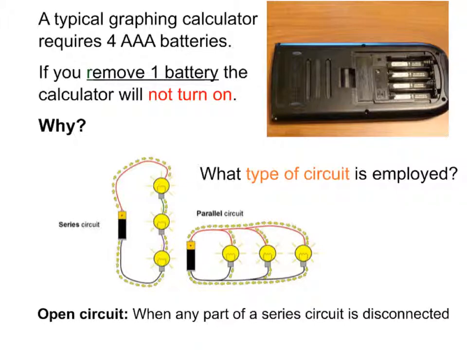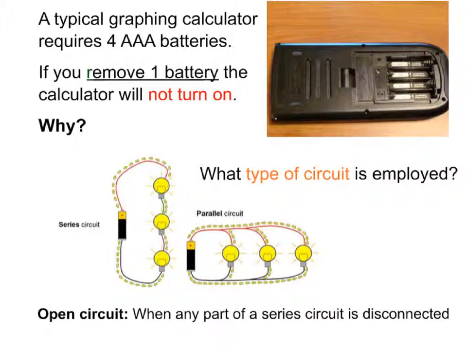A typical graphing calculator requires 4 AAA batteries, most of them. If you take one of those batteries out from the calculator and then try and turn it on, it will not turn on. Why is that? Well, let's look at our two different types of circuits and think about what type of circuit must be employed by this graphing calculator. Do you think it is a series circuit or a parallel circuit? If you said it was a series circuit, you were right, because remember, when we remove any part of the series circuit components, it will not function. And that is because the current will not flow.